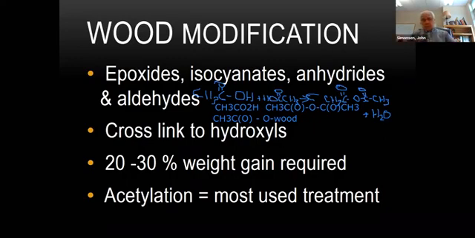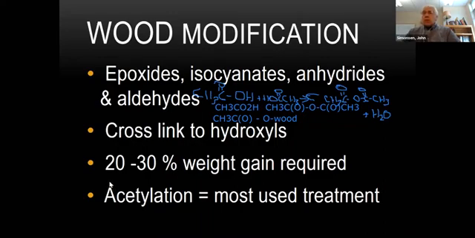So acetylated wood is the most common. And actually, acetylated wood is what the wood paneling on the exterior of the new PV is. So if you heard Luis's seminar, he talked about that.